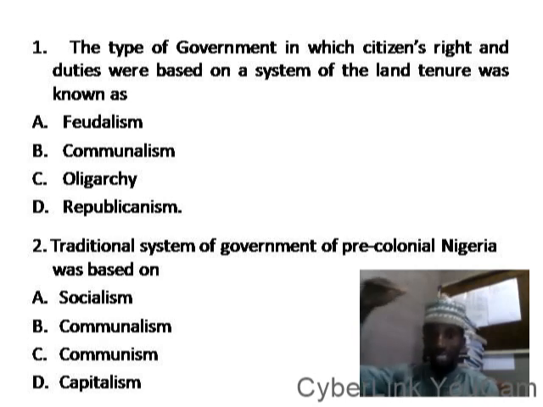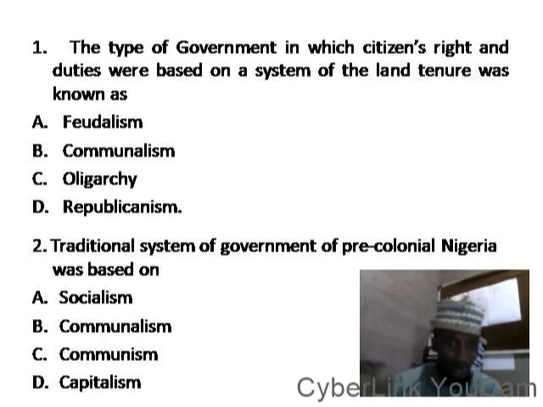The lord, the owner of the land, is at the top in the hierarchy. The vassal is next to him, then we have the serf at the bottom. So the correct answer is feudalism. Communalism, I think I've given the meaning.